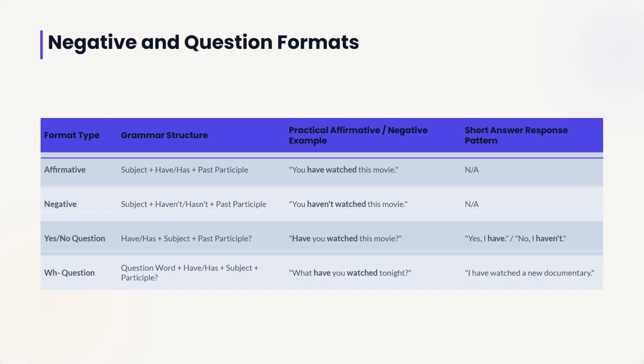Negative and question format. Now we learn how to form negatives and questions. Negative sentence. You haven't watched this movie. Question. Have you watched this movie? Possible answer. Yes, I have. No, I haven't. We can also ask information questions. For example, what have you watched tonight? Answer. I have watched a new documentary. These patterns are very common in everyday English.